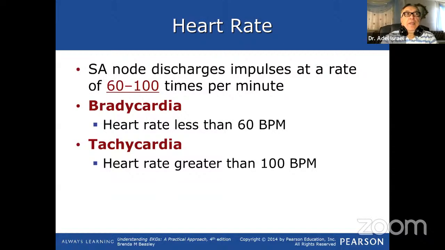Then we repeat again that the SA node fires 60 to 100 beats per minute, and if it is less than 60, it is called bradycardia. If it exceeds 100, it is tachycardia. I hope everything is clear for you now.